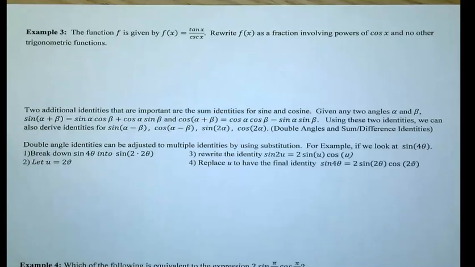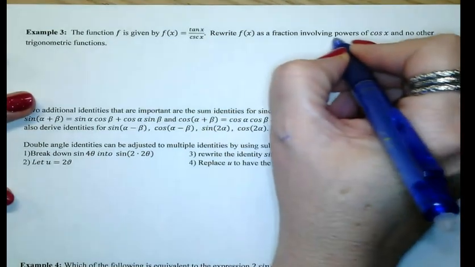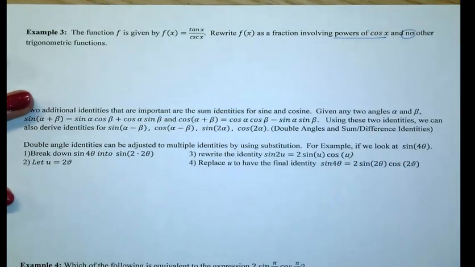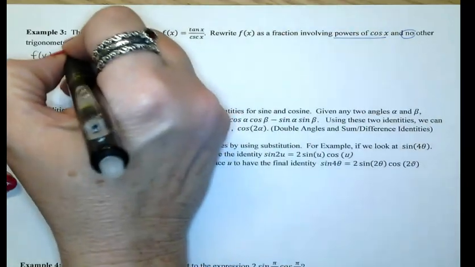So as we look at example 3, the function f is given by f of x equals tan x over cosecant x. We want to rewrite f of x as a fraction involving powers of cosine x and no other trig functions. So powers of cosine x could be cosine squared x, cosine to the power of 3x, or just cosine x, because technically that is a power, it's just the power of 1. All right, so let me write down my problem over here so I can have my visual when I'm working.